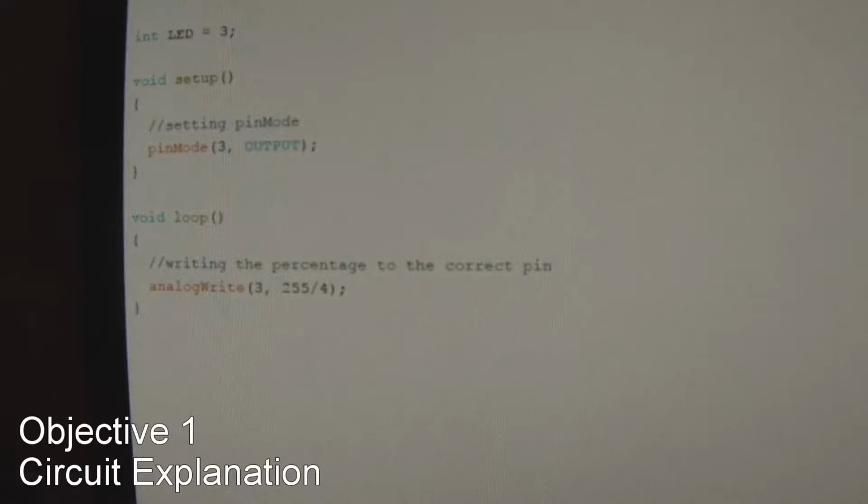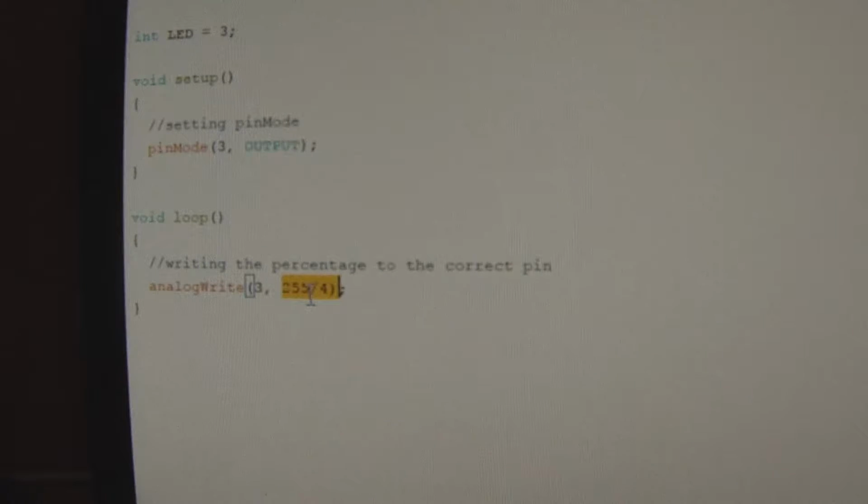And for Objective 1, the code is quite simple. It reads the percentage that we put in here. In this case, it's 25% of the total value of 225. So 225 divided by 4 is written to pin 3 in the form of the pulse width modulation, and that causes the LED to appear dimmer.